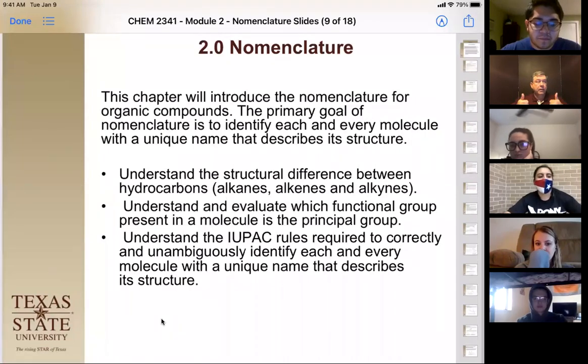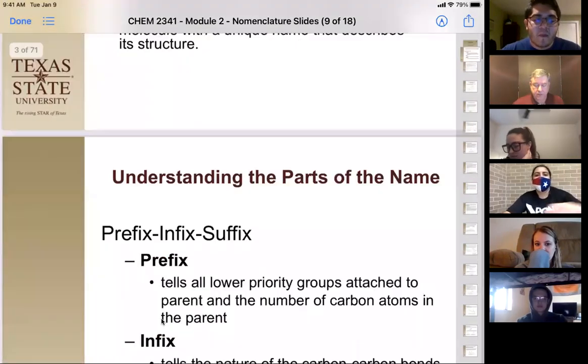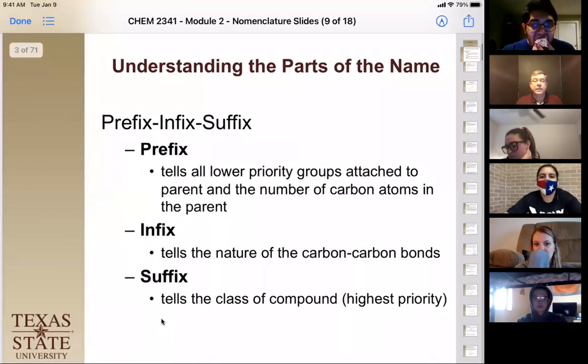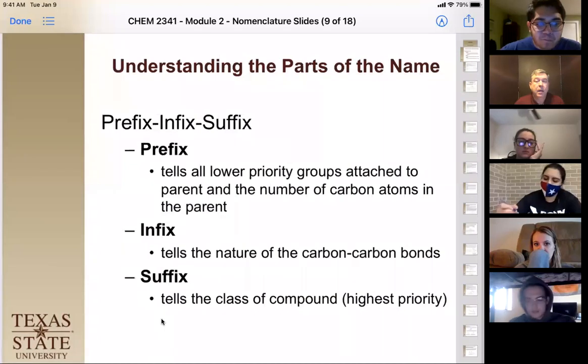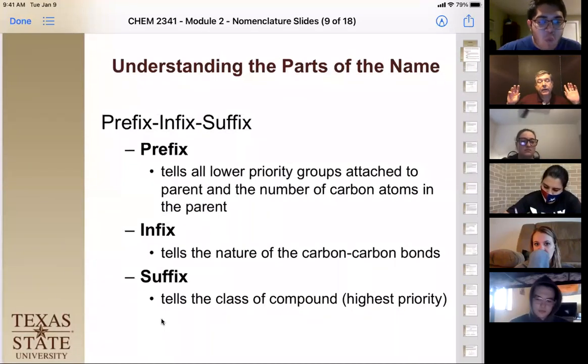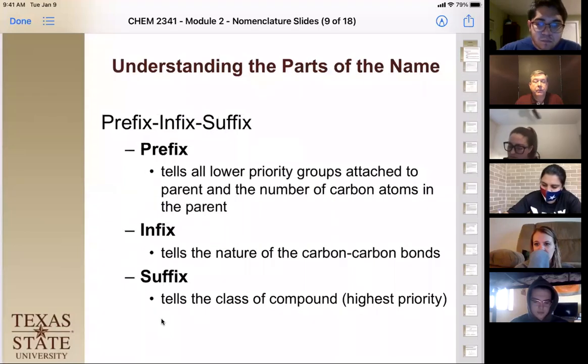All right, moving along. Okay, so the first thing I want to do is talk about understanding the parts of the name. Okay, so there are several parts of a chemical name. If we break it down into something like a very long word like flossipaucinihilipilification, which is one of the longest words I know, there's actually lots of infixes, prefixes, and suffixes. And so I want to define those and tell you how we're going to use them in this chemistry.